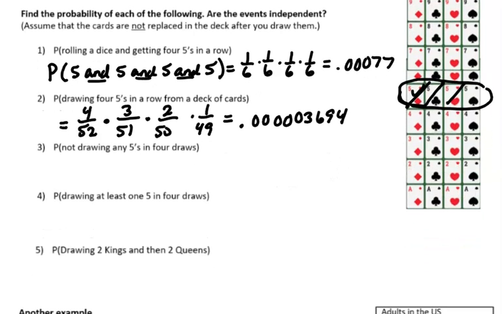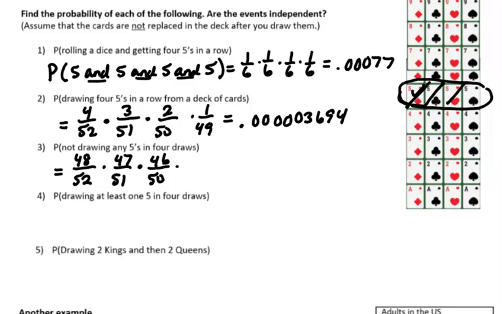Now, what's the probability of not drawing any 5s in 4 draws? Well, this would be the opposite. There's 48 different possible ways to get a card that's not a 5. So I could do 48 out of 52. And then I could do 47. After I've drawn a card, so I draw any other card, there's only 47 cards left that are not 5s, and there's only 51 cards left. So I draw another card that's not a 5. So there's 46 cards left that are not 5s and only 50 cards left to draw from.